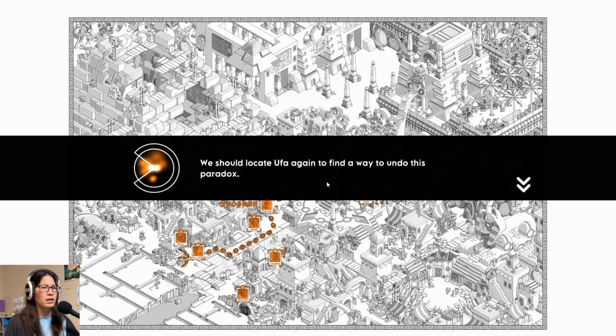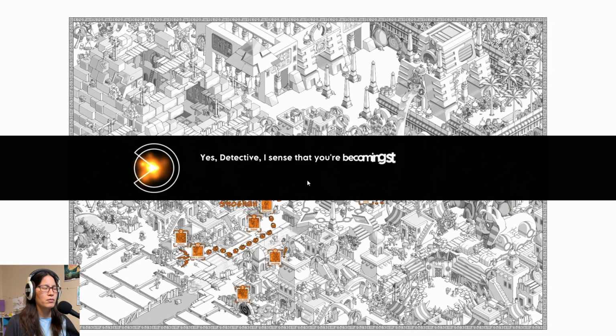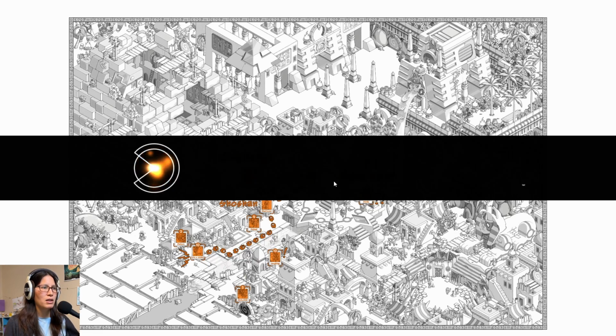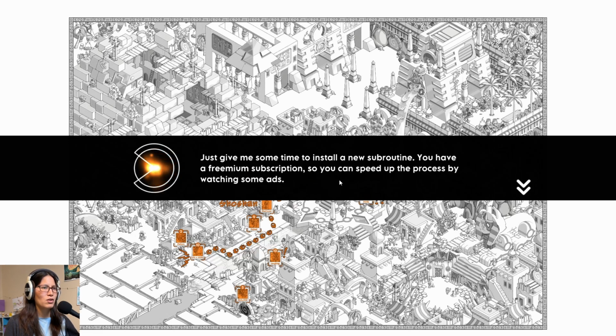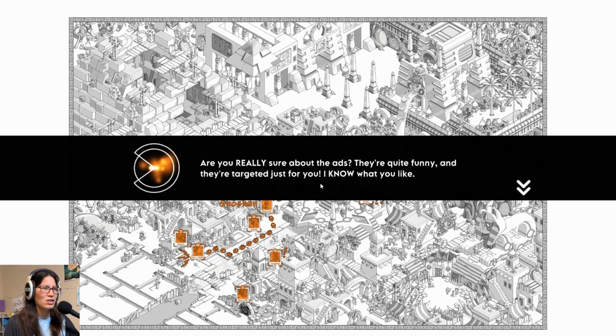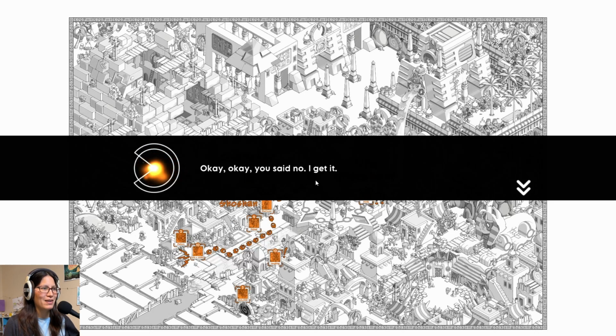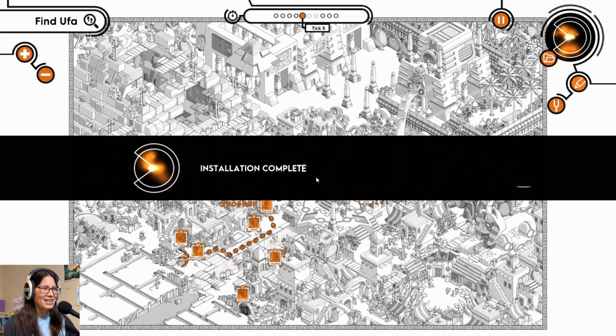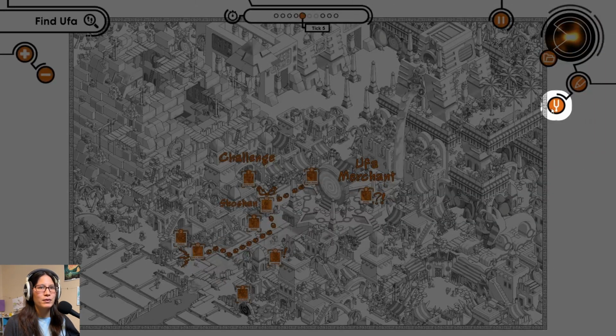We should locate Ufa again to find a way to undo this paradox. Yes, Detective, I sense that you're becoming stressed about finding someone in a city where our suspect can instantly travel between Earth gates. Maybe I can help. Just give me some time to install a new subroutine. You have a freemium subscription, so you can speed up the process by watching some ads. No? Okay then. Are you really sure about the ads? They're quite funny and they're targeted just for you. I know what you like. Okay, you said no, I get it. Installation complete.